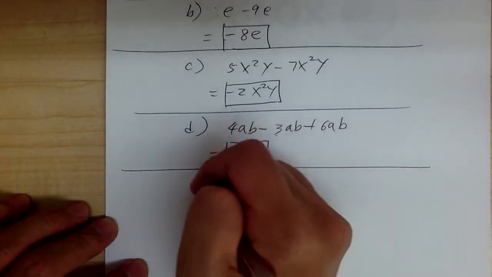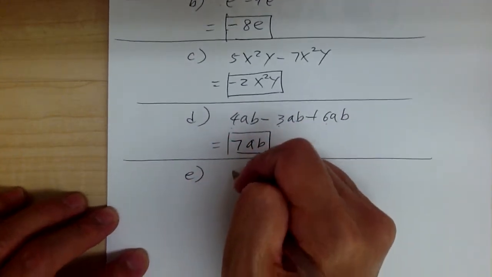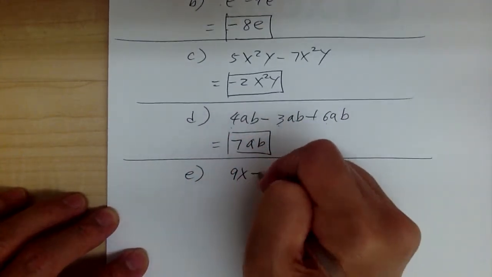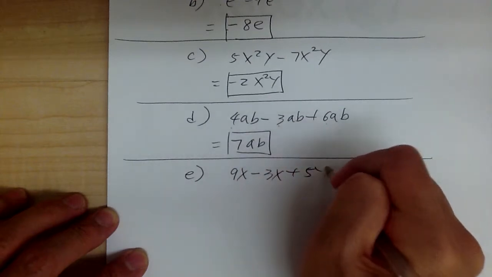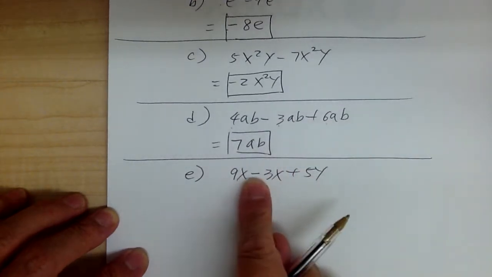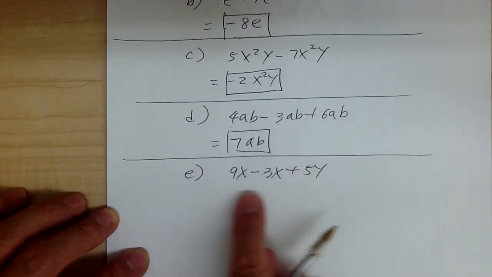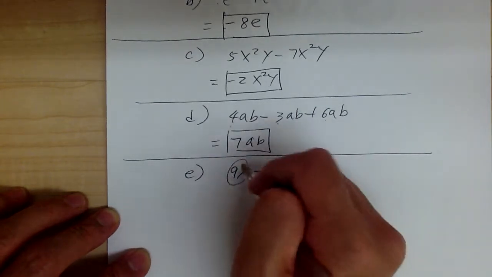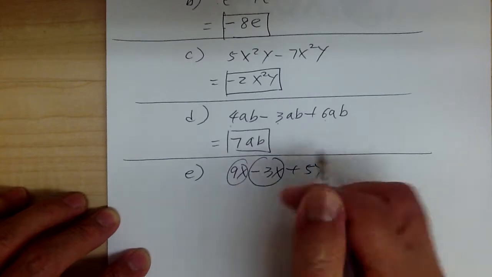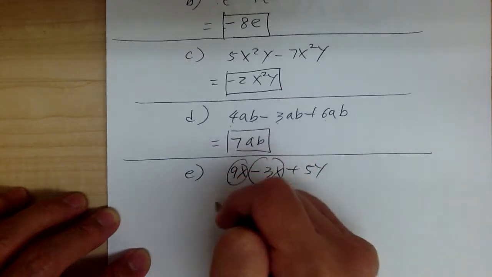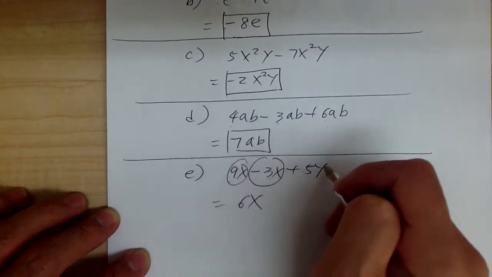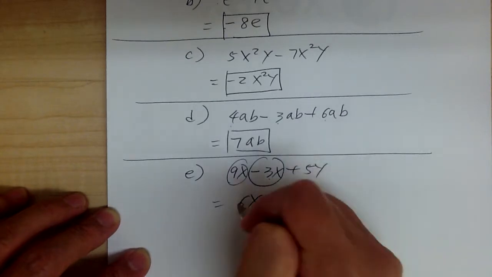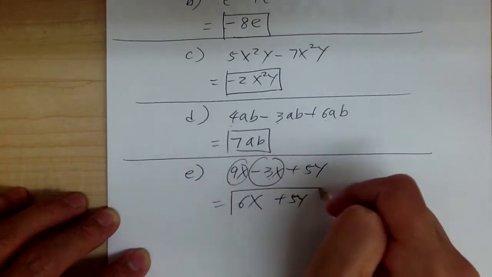Okay, let's go to E. Yeah, 9x minus 3x plus 5y. So these two are like terms, this one is different. So you only can combine the ones that are the same. Okay? So you only can do this one and this one. So leave that one alone. So 9 minus 3 will give you 6. So it'll be 6x. And this one you don't do anything to it. So the answer would be 6x plus 5y.